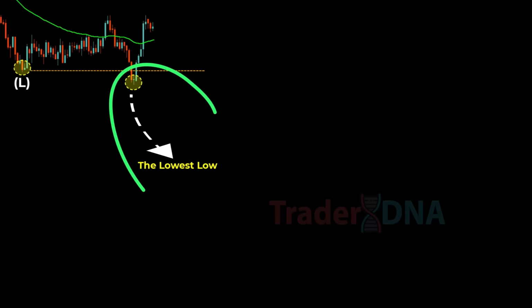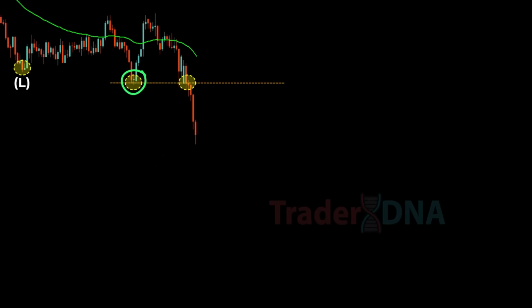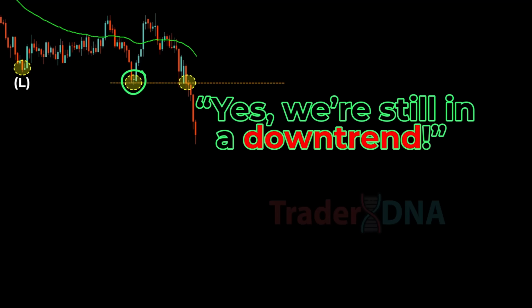And right here, this is the lowest low. That's our anchor point. That's the level price must break if we want proof that the market is still pushing down with real strength. Now, watch what happens when we push price forward just a bit. Boom! We get a clean, strong break below that previous low. And the moment that happens, the market basically shouts, yes, we're still in a downtrend.